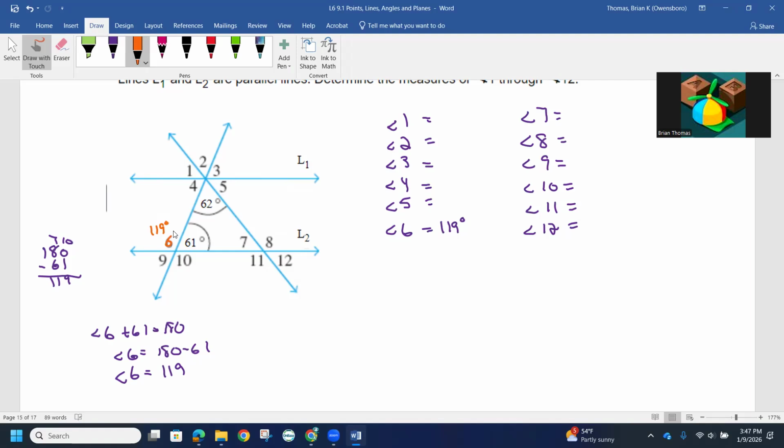Now, what I see here is 6 and 10 are vertical angles. So vertical angles, what do we know about those? We know those are equal. So that means that this angle 10 has to be 119. So angle 10 is 119 degrees. Keep this all in the same colors here.